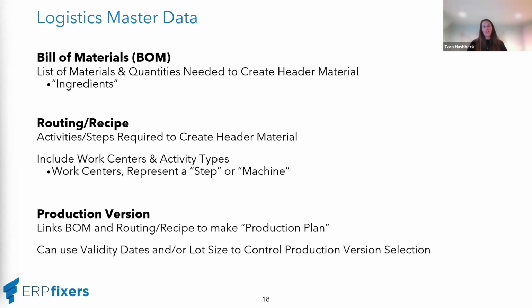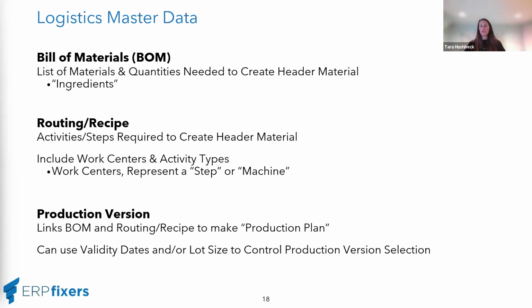And then finally, we have a production version. That production version is going to link the bill of material and the routing together to make a production plan. So it's going to say, I'm going to use bill of material 1 and routing 2, and that's my production plan. As you can imagine, you can have more than one production version for a given material. And you can use validity dates and or lot size to control that production version selection from a production perspective.